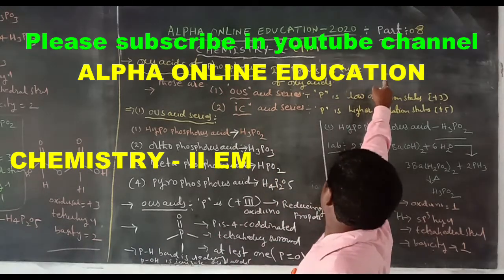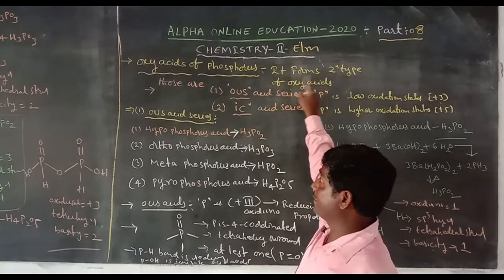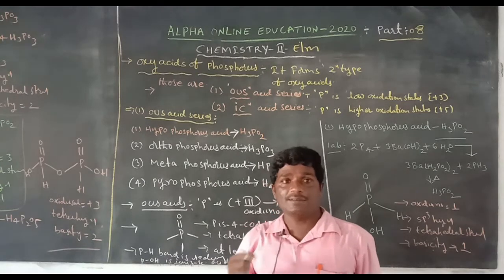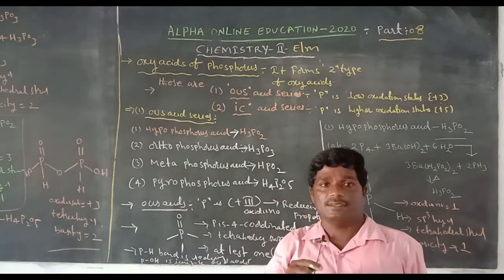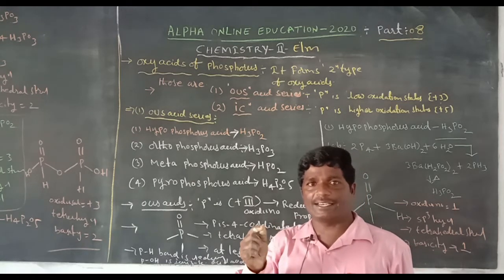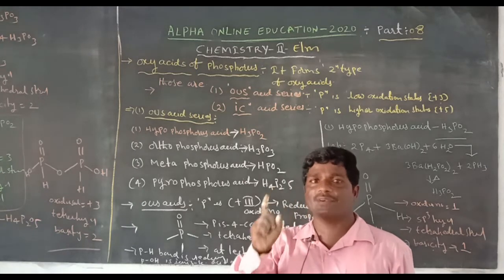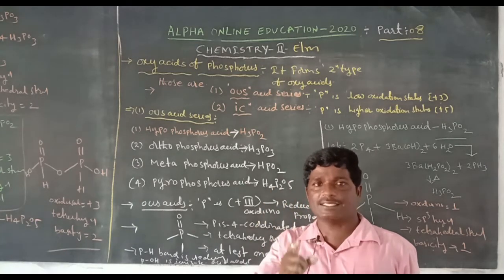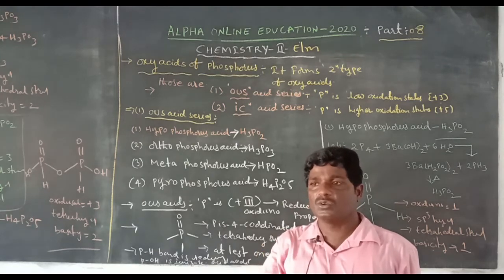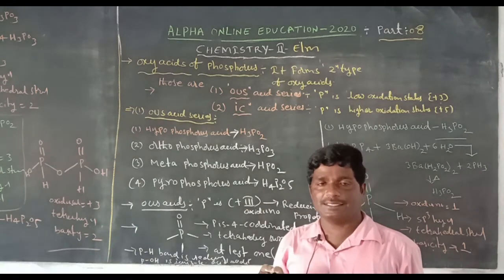That is part 8 in 5th A group elements, that is the chapter name. Here are the oxyacids of phosphorus. What is the meaning of oxyacids? Any type of oxides, for example of phosphorus or nitrogen, formed by reacting or combining with oxygen. Those oxides are dissolved or ionizable in water to form oxyacids. That is also known as an oxyacid.